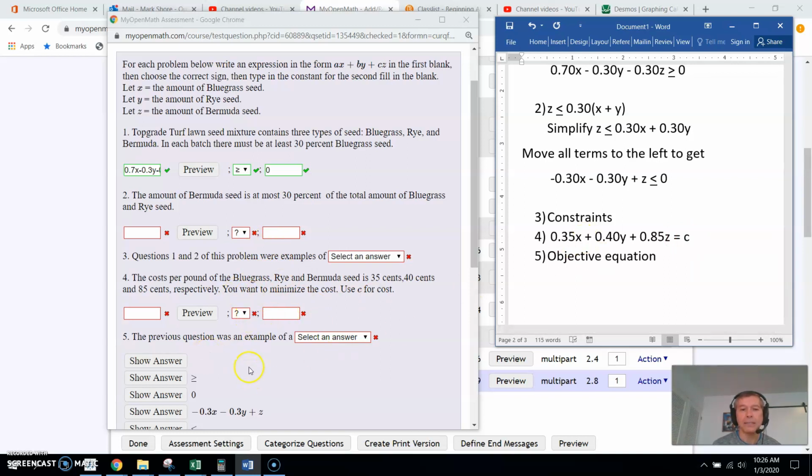And again, this is an objective equation for problem 5 here. This is an objective equation is the choice on that. And that's how you do this problem. It's a good problem. We don't have to solve it. We just set it up, and that's all there is to that.